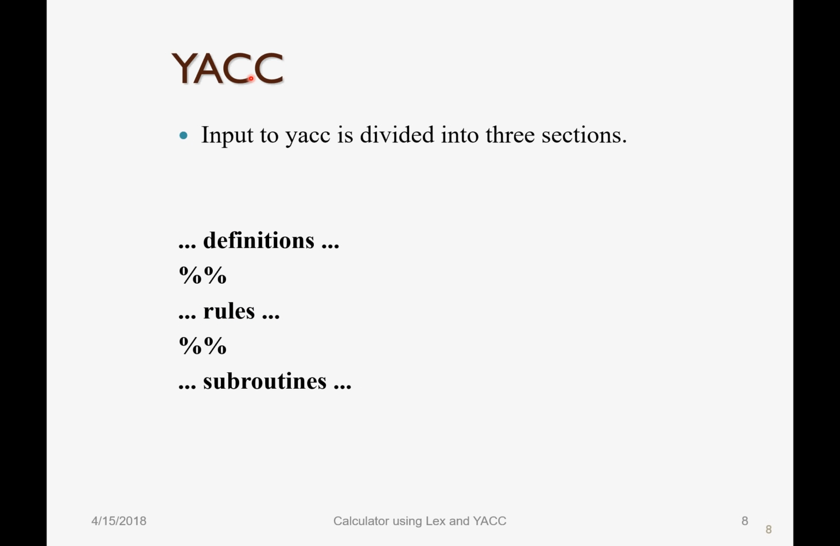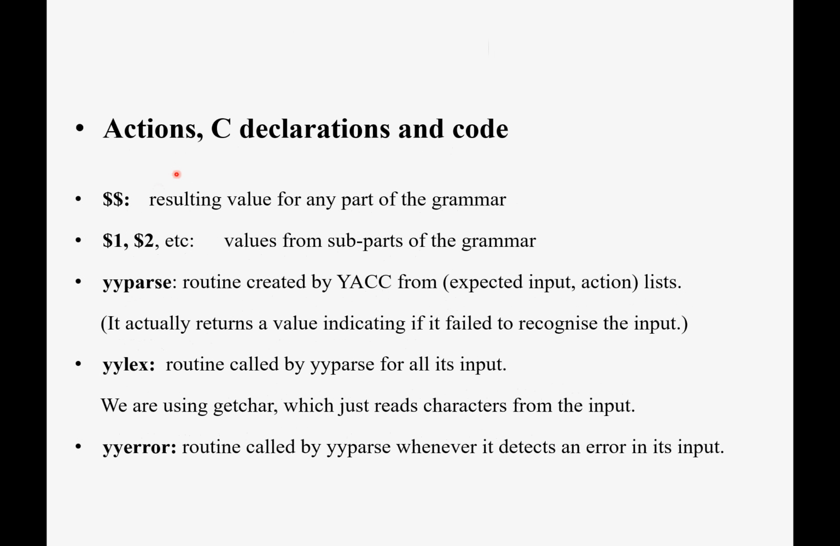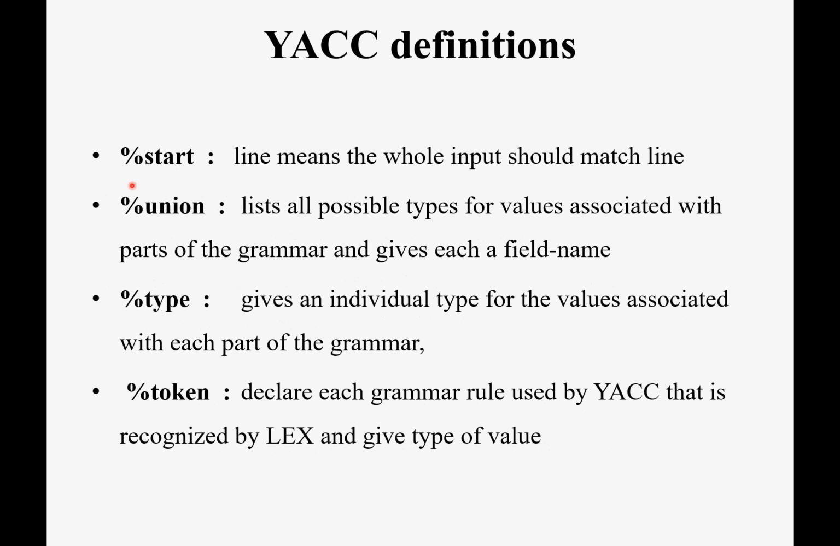Now next is YACC, yet another compiler compiler. YACC is nothing but a parser. In YACC there are three sections. Again, the first section is the definition section, the second is the rule section, and the third is the subroutine section. And these sections are separated by the double percent sign. In the YACC definition section, there are some declarations we use. %start, meaning line, means the whole input should match the line.